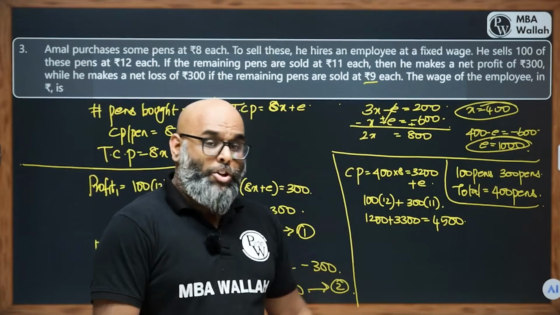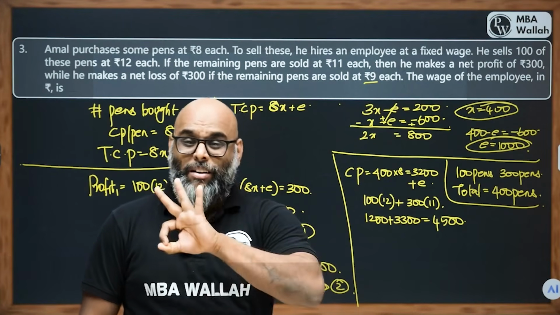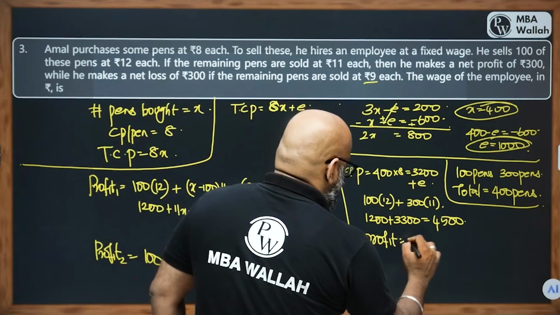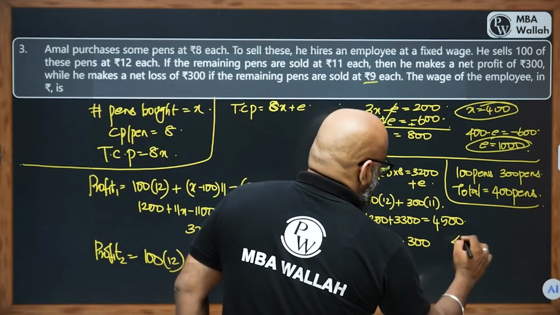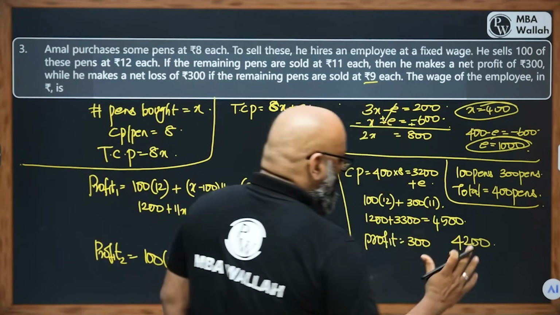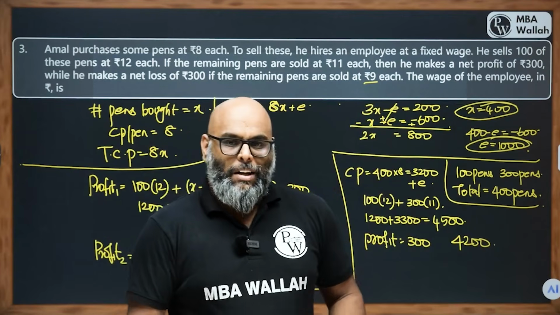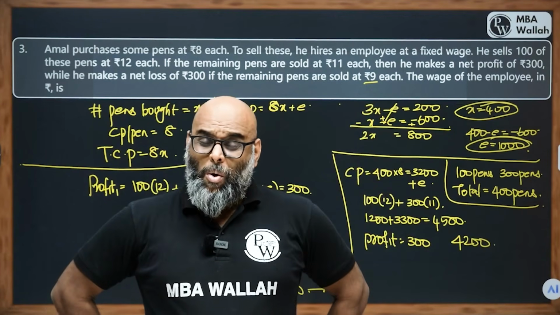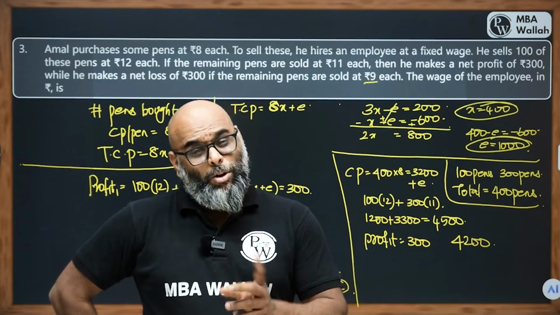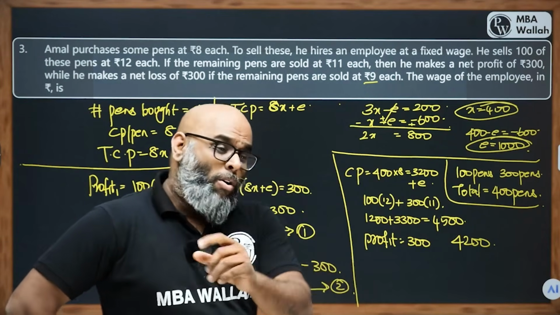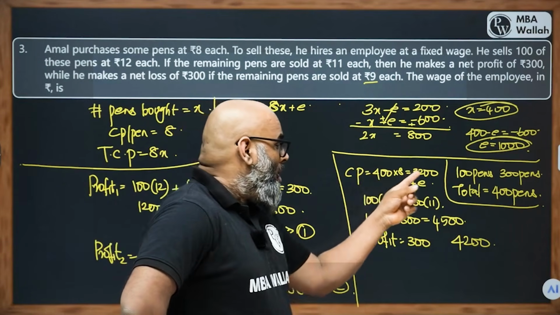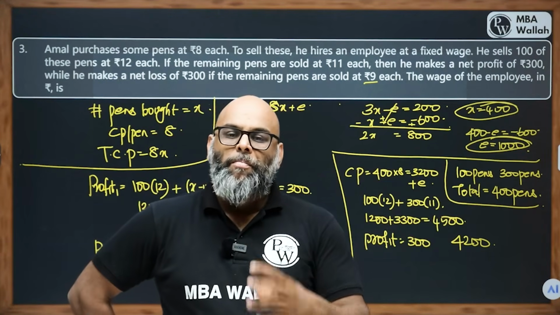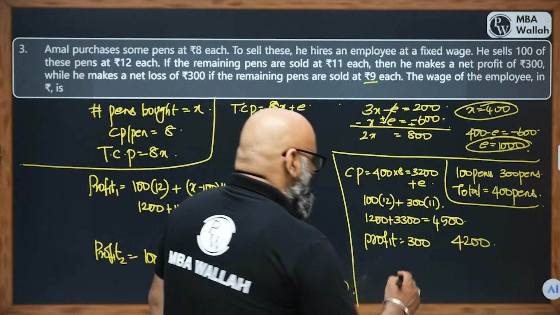But out of which my profit is only 300. That means my cost price should have been 4200 only. I am selling it at 4500, but I'm saying your profit is only 300, which means your cost price should be 4200 rupees. But I know 400 pens cost me only 3200. How did I go to 4200? That 1000 is your employee cost.